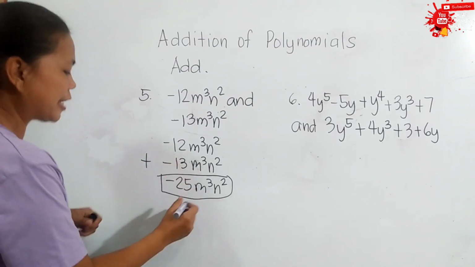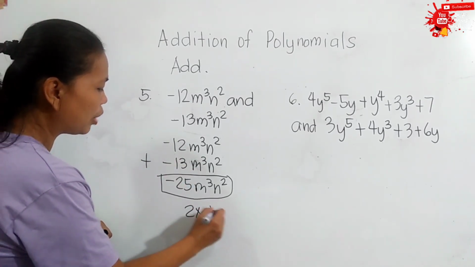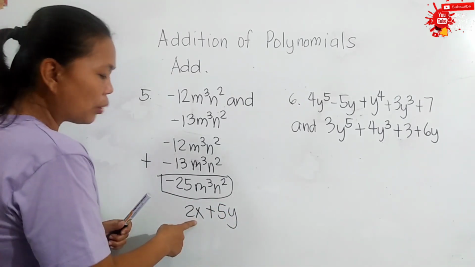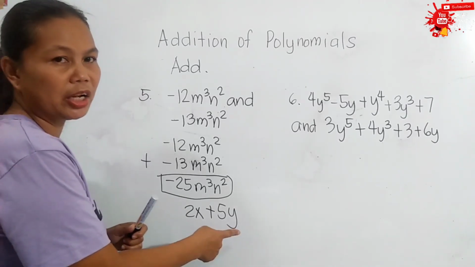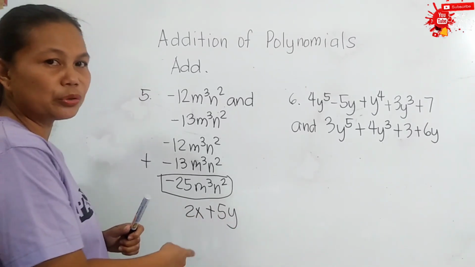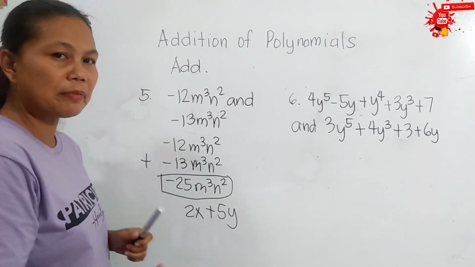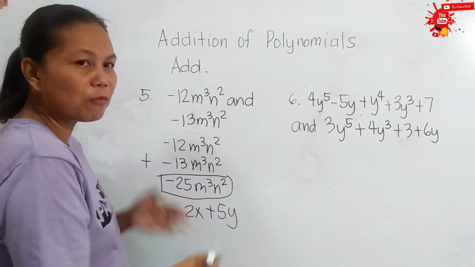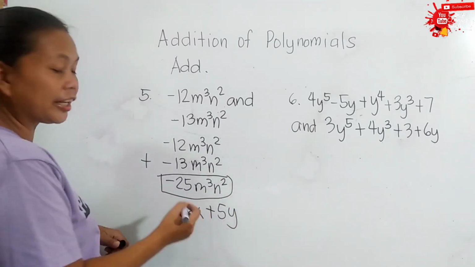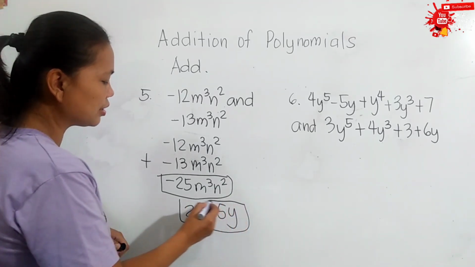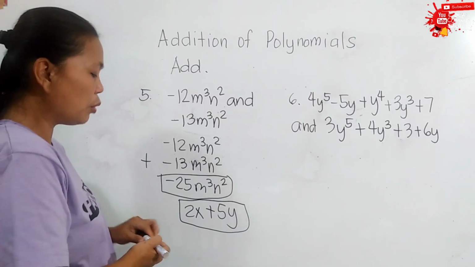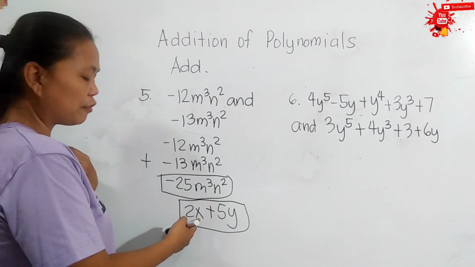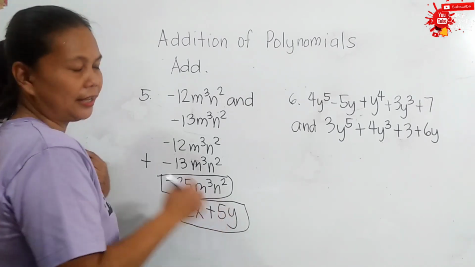But if we are given, say for example, 2x plus 5y, if you notice, we have here 2x and 5y. They are dissimilar terms. So we cannot add these two because they are dissimilar. If they are dissimilar, we just indicate the sum as is. So if we have 2x plus 5y, the answer or the sum is also 2x plus 5y because we cannot add 2 and 5, because they have different literal coefficients. The first one is x and the other one is y, okay?